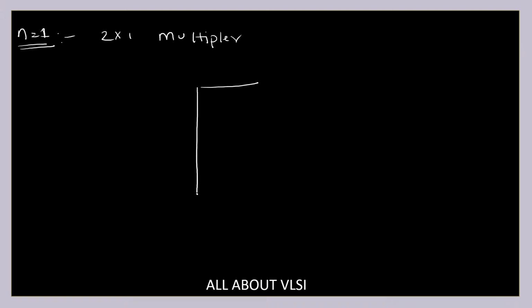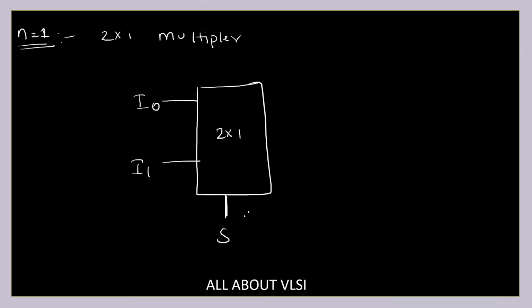So this is my 2 cross 1 multiplexer, where I'm going to have one select line and two input lines. Let's label them as I0 and I1, this is my select line S, and this is my output Y. So this is how my 2 cross 1 mux is going to look. And coming to this truth table, this is my select line S, this is my input I0, I1, and this is my output Y.